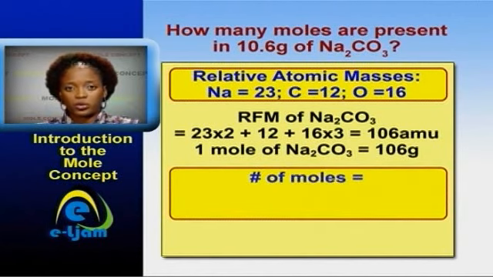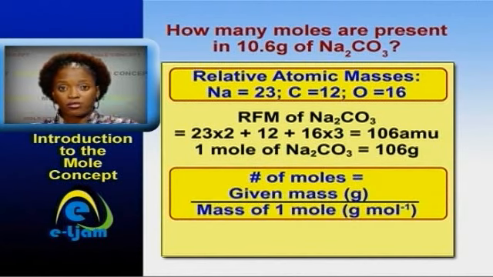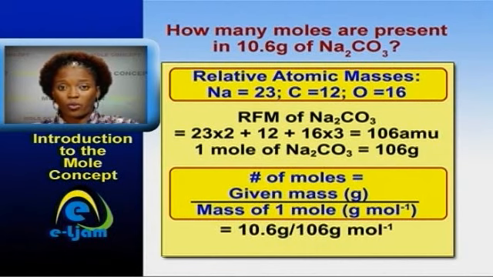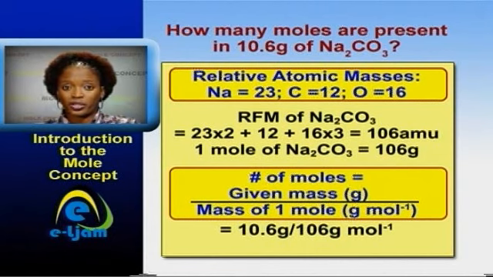The number of moles equals given mass in grams divided by mass of 1 mole in grams per mole, which is equal to 10.6 grams divided by 106 grams per mole.